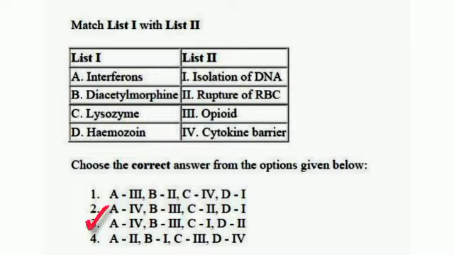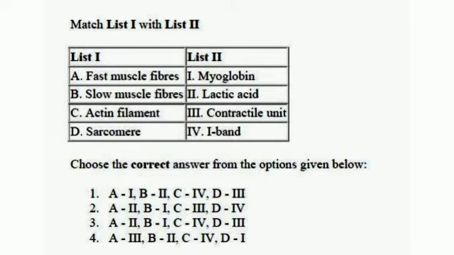The next match the following. List 1 consists of fast muscle fibers, slow muscle fibers, actin filament, sarcomere. And List 2: myoglobin, lactic acid, contractile unit, I band. And the right one is option 3. That is fast muscle fibers, lactic acid; slow muscle fibers, myoglobin; actin filament, I band; sarcomere, contractile unit. So the right one is option 3.